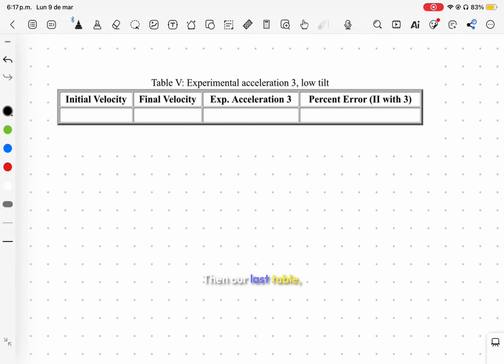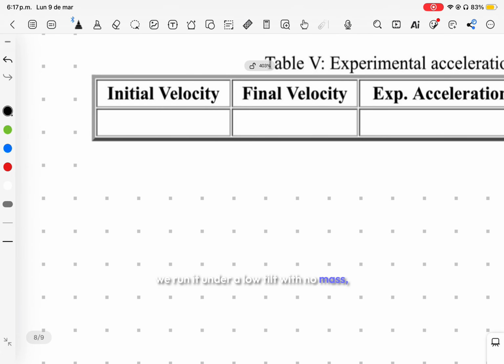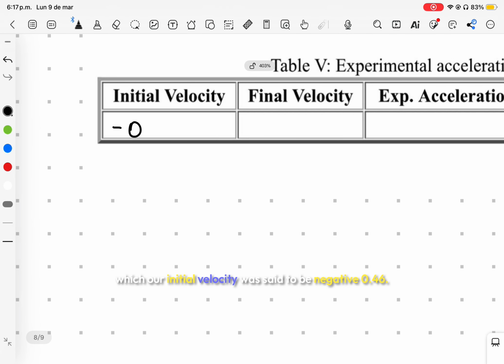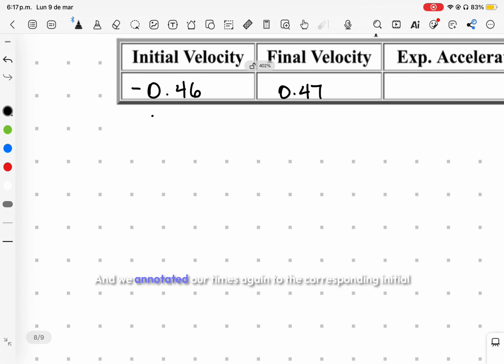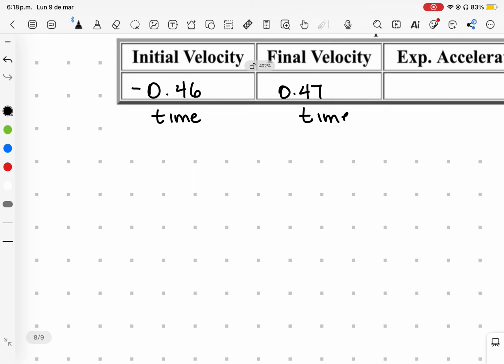Then our last table, we run it under a low tilt with no mass, which our initial velocity was said to be negative 0.46. Our final velocity is 0.47, and we annotated our times again to the corresponding initial and final times. Our final was 20.35 seconds. Our initial is 13.5 seconds.